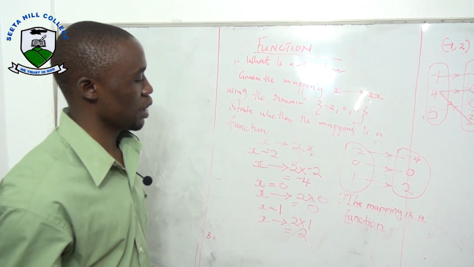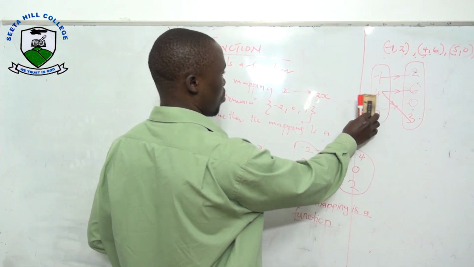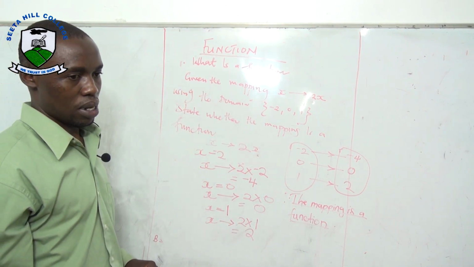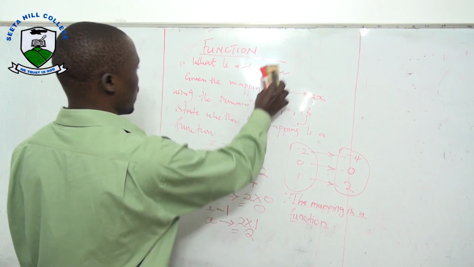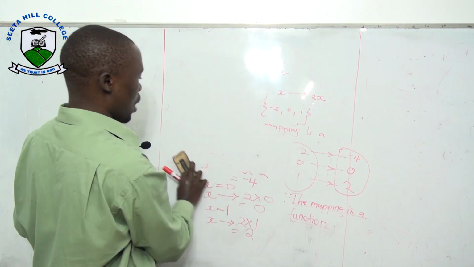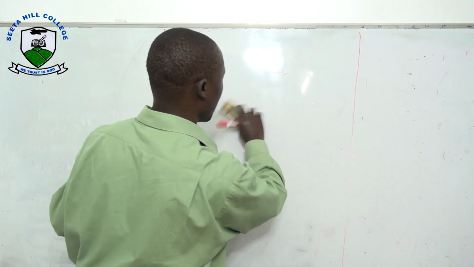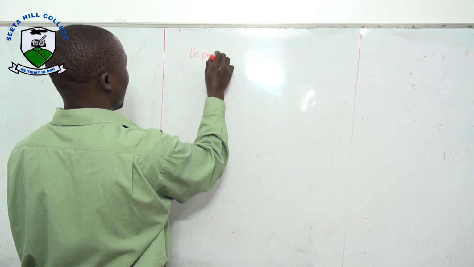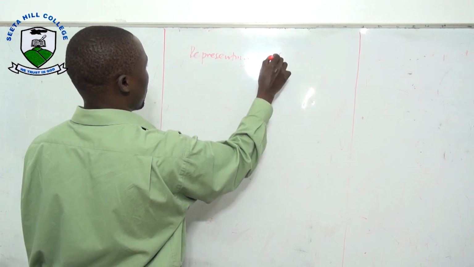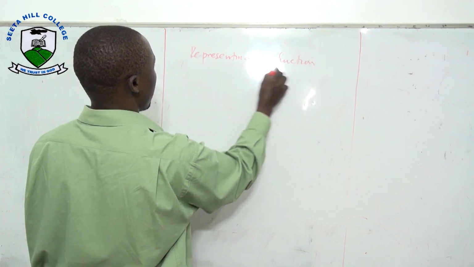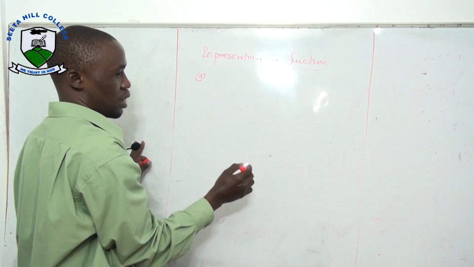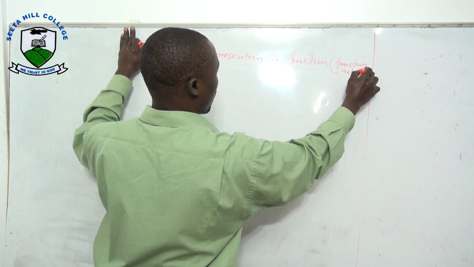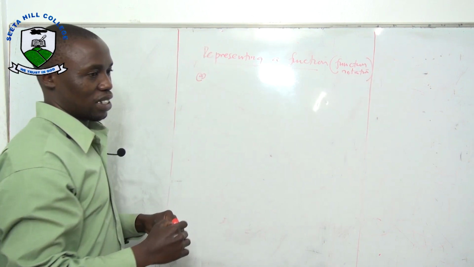Now, representing a mapping, which we call a function. Yes, how do we now represent a function? Somebody recalled some work that we talked about? Representing a function, what are the ways? It's called the function notation. How do we represent a function? Somebody guide us.